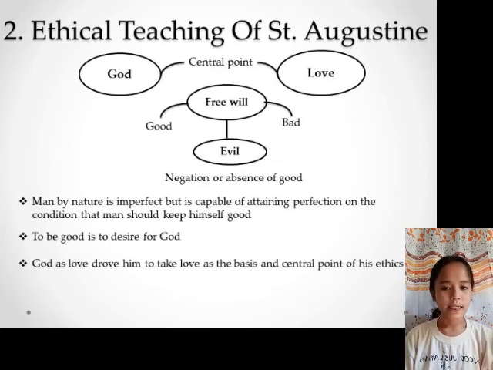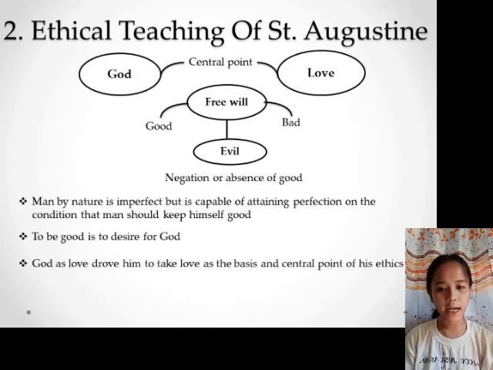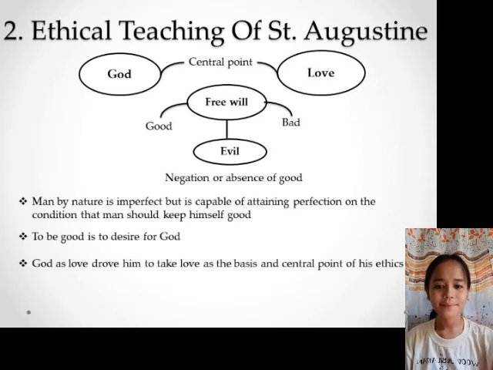For Augustine, man by nature is imperfect, but capable of attaining perfection on the condition that man keeps himself good. And to be good is to desire God. And to go to God, one must love. So he concluded that God as love drove him to take love as the basis and central point of his ethics.